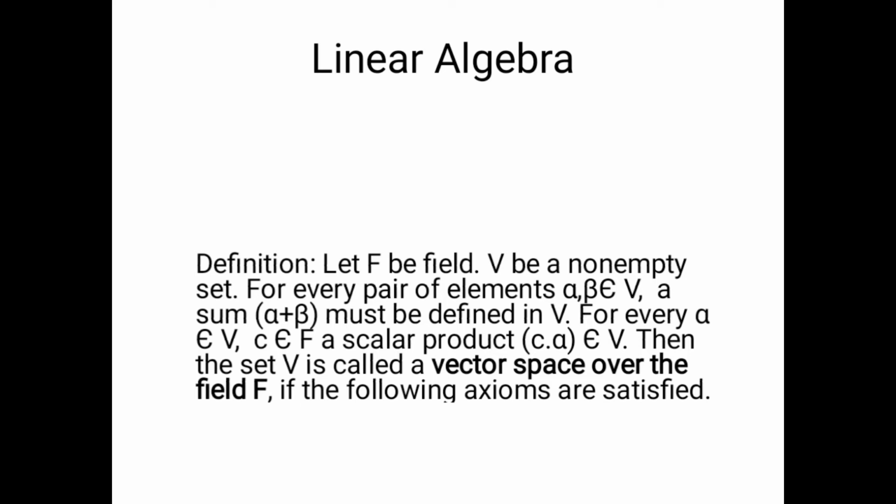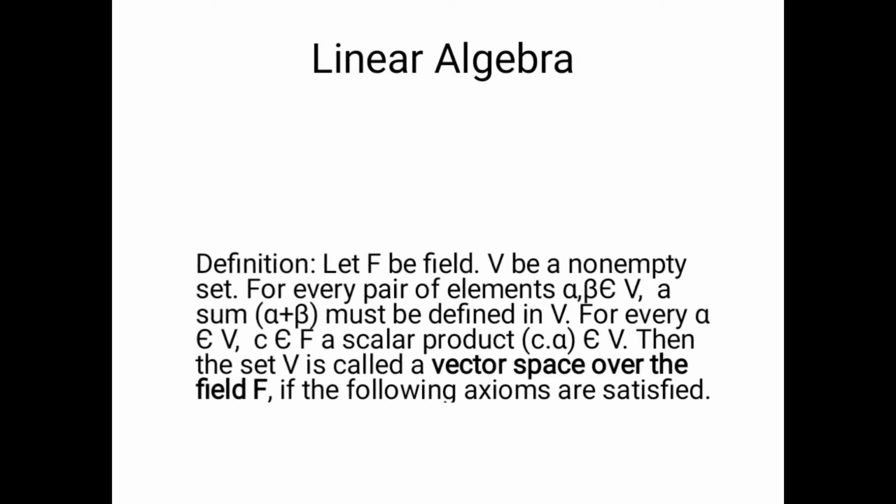Algebra means a particular non-empty set having more than one binary operation. It is called an algebra with specific conditions on the binary operations. So linear algebra means a set of lines or a set of vectors having some algebraic properties. So this is all about linear algebra.